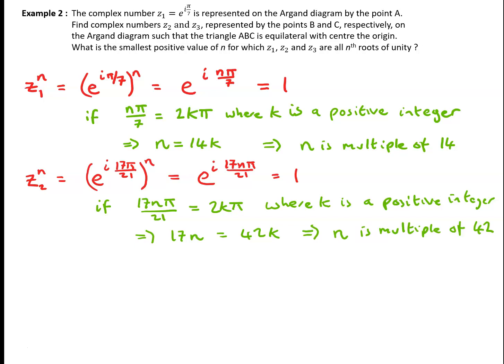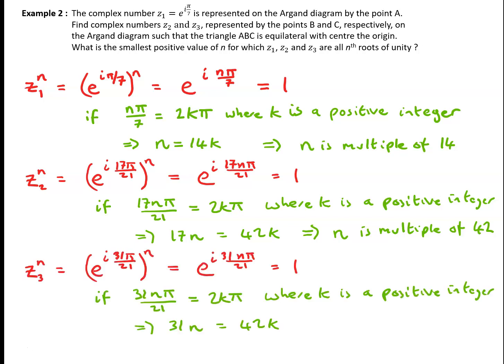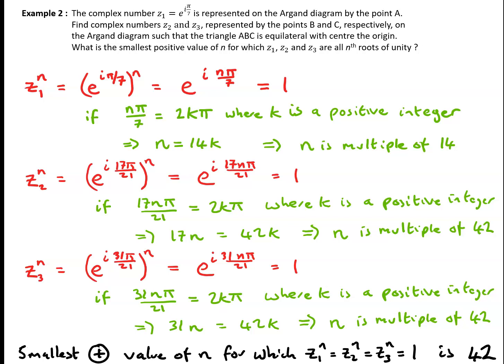Similarly, if we consider z3 to the power n, we're going to end up with the statement that 31n must equal 42k, which implies that because 31 and 42 have no prime factors in common, that n must be a multiple of 42. So we now know that for all three conditions we need n to be a multiple of 14, n to be a multiple of 42, and n to be a multiple of 42. So in other words, the smallest possible value of n that we can have will be 42.